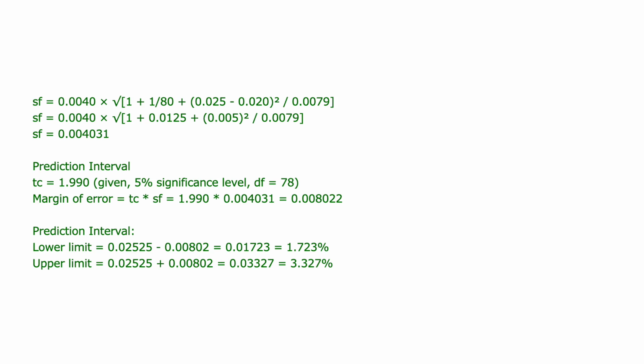The standard error of the forecast, SF, accounts for the uncertainty of a single observation. Applying the resulting margin of error, 0.8022%, to the point estimate yields the final range of 1.73% to 3.33%.